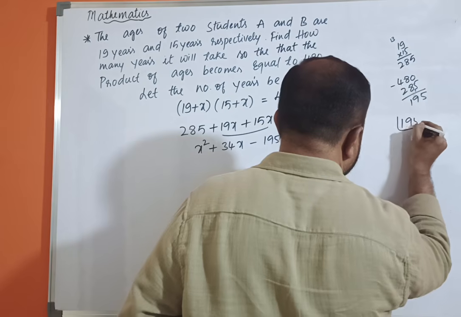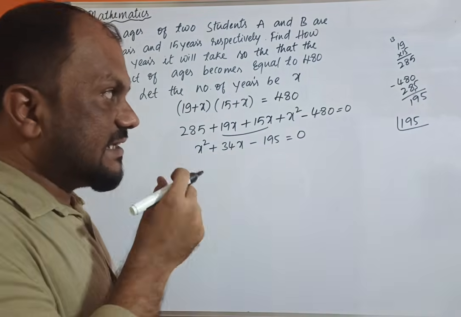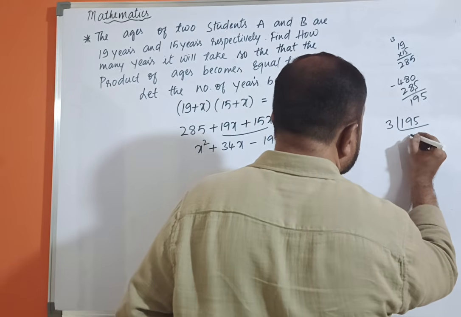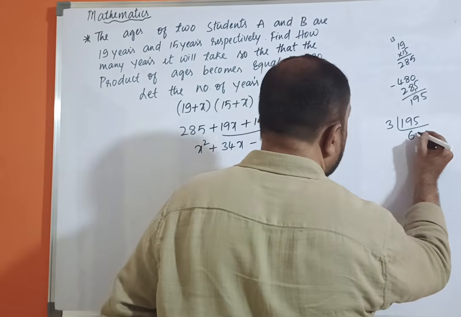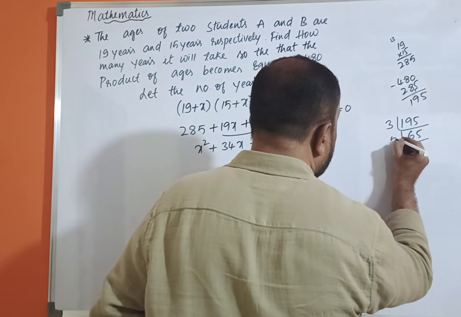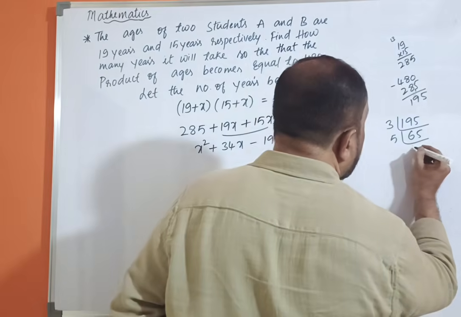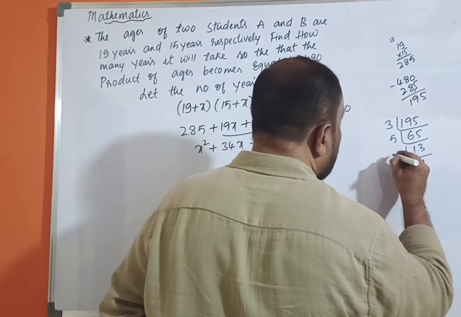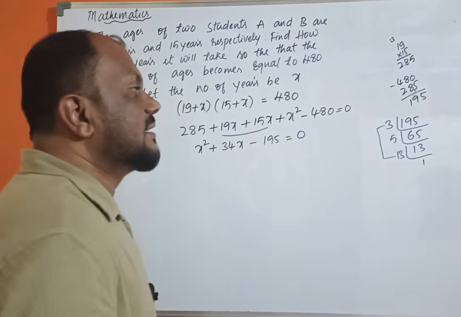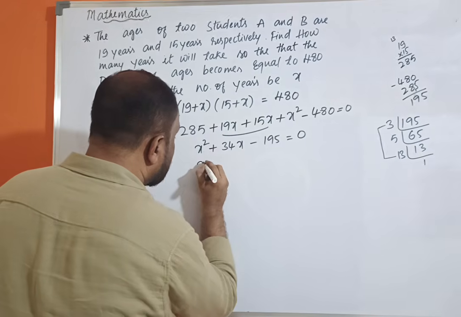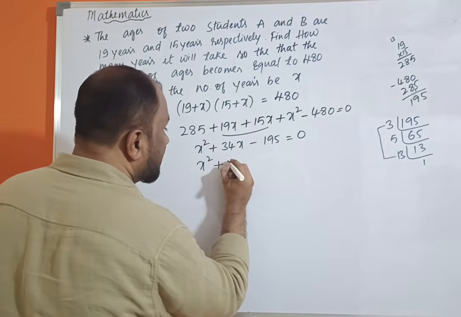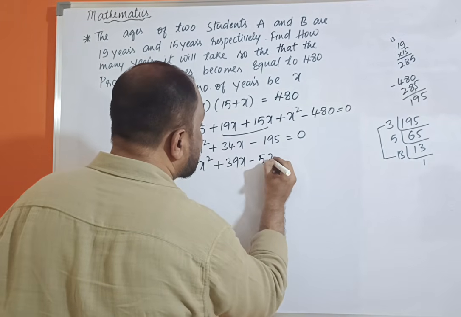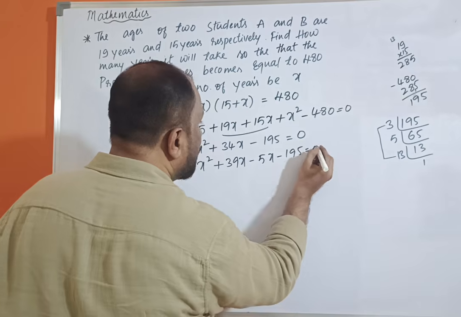Factorization of 195. This is not divisible by 2. 3, it is divisible. 9 plus 1 is 10, 10 plus 5 is 15. So 3. 3 sixes are 18. 1 remain, 5. Now 65 is divisible by 5. 5 ones are 5, 5 threes are 15. Now 13 ones are 13. So 13 threes are 39. 39 minus 5 is 34. x square plus, we want the answer in positive. So x square plus 39x minus 5x minus 195 is equal to 0.